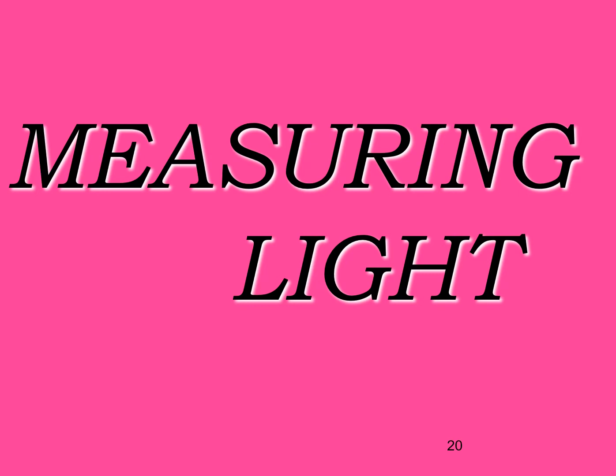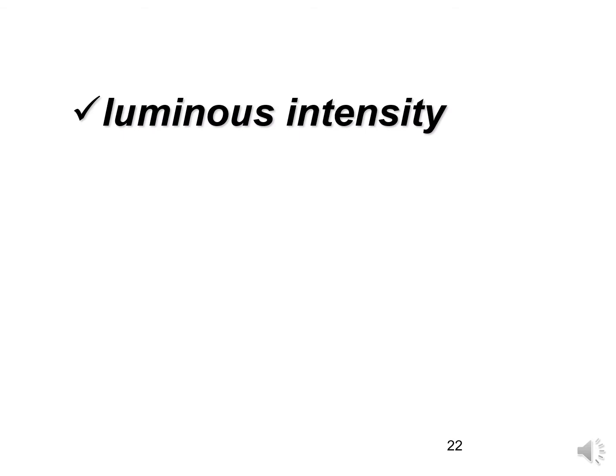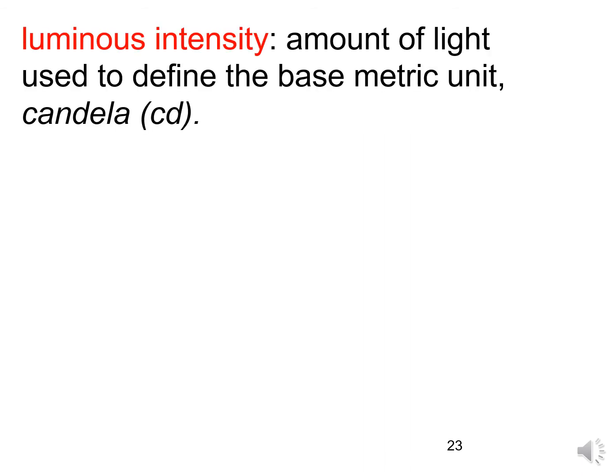Now we can talk about measuring light, or photometry. Photo is Greek for light, and metry means to measure. There are 3 units for light in the metric system. The first is luminous intensity. Luminous intensity just sets up the base unit for the metric system, which is called the candela.